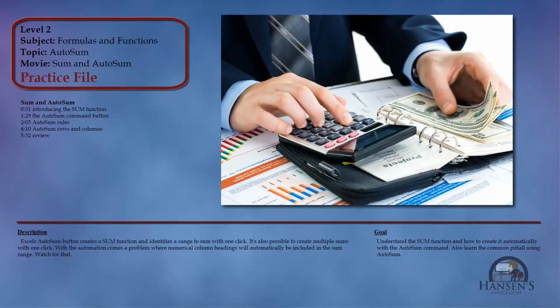In this movie, we're going to introduce a sum function and use AutoSum to insert the sum function automatically. We'll look at where the AutoSum command button is and talk about the main pitfall that you can run into when you're using AutoSum. We're going to define the three AutoSum rules so you understand how AutoSum is actually working. And then we're going to automatically, simultaneously, AutoSum some rows and columns.